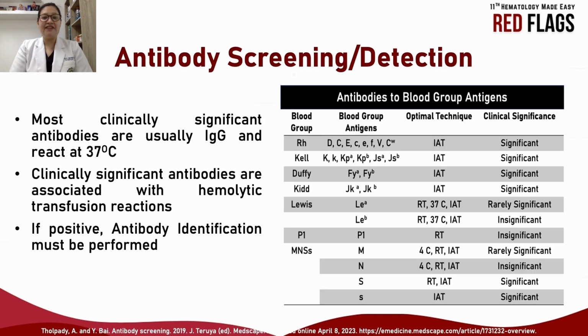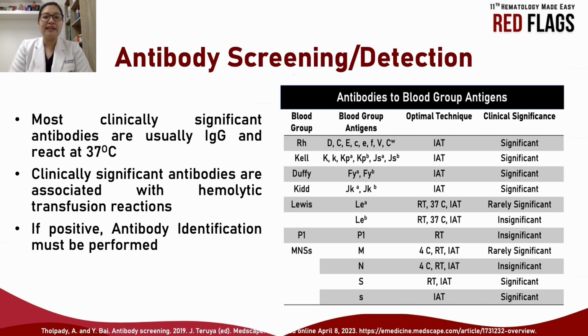Most clinically significant antibodies are usually IgG since it typically reacts at or near body temperature at around 37 degrees centigrade and are more likely to damage incompatible transfused red blood cells than antibodies that react best at lower temperatures.